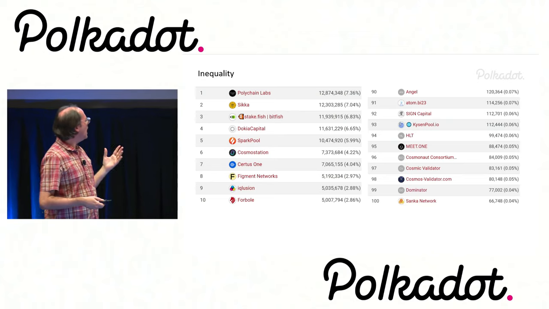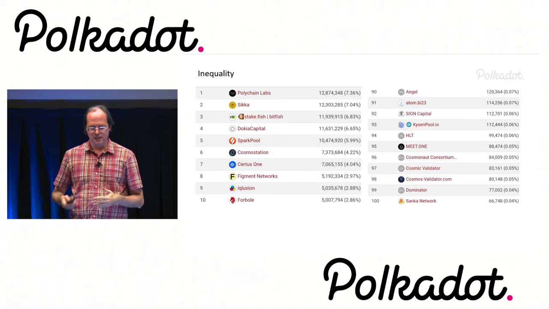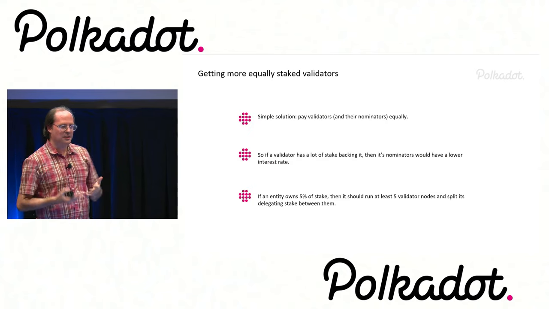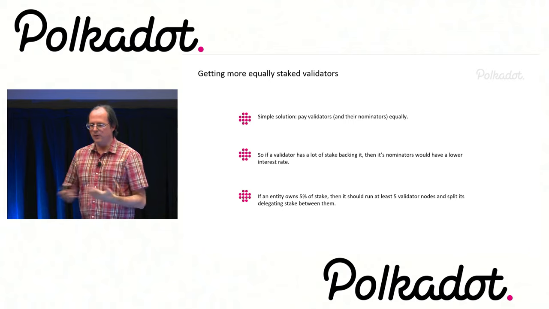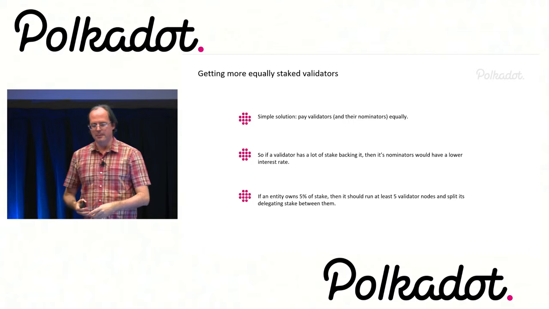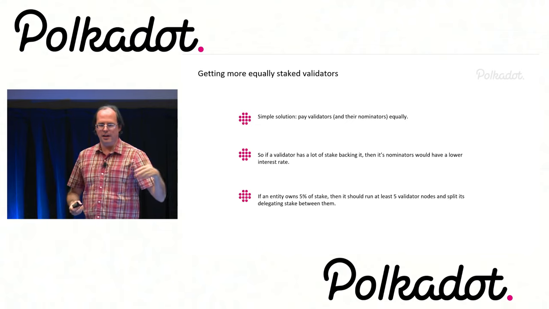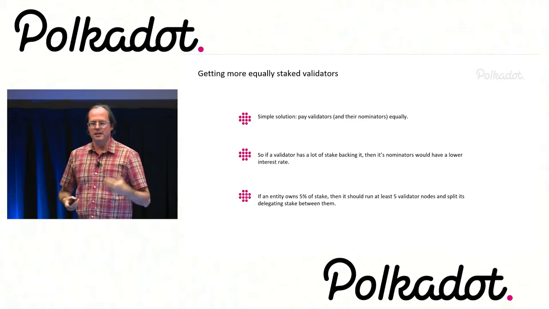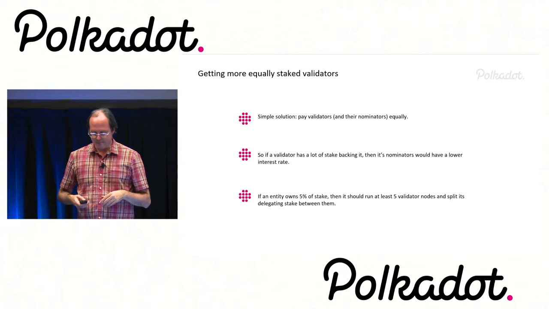So we want something kind of like this, but we definitely need more equally staked validators. So more equal stake backing on these validators. The simple economic way to do that is we just pay all validators equally. And what that means, obviously, is that if I'm backing a validator with a lot of stake backing them, then I'm going to get a smaller share for my stake, I'm going to get a lower interest rate. So obviously there's an incentive to back validators equally.